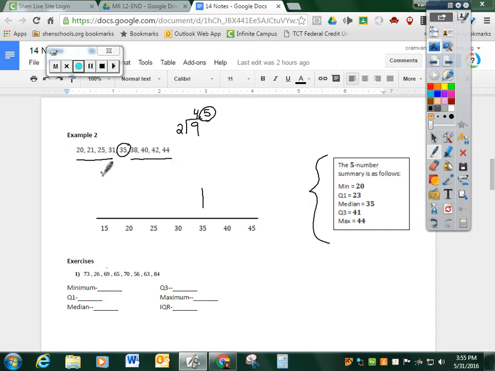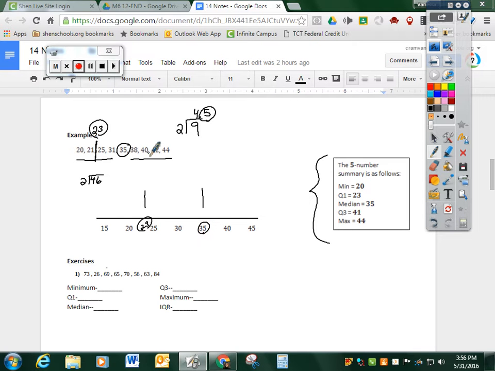4 divided by 2 is 2. So there's 2 here and 2 here. My lower quartile, or Q1, is going to be somewhere in between here. When I add these two together, it's 46, and 46 divided by 2 is 23. Okay, so I'm going to find 23, and I'm going to put a line, and I should also circle 35.